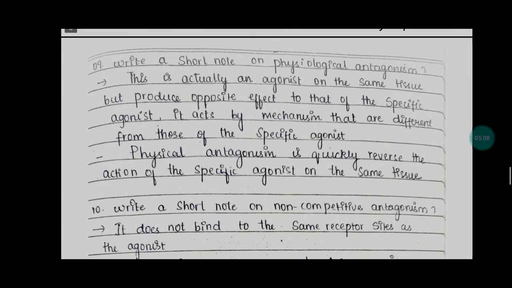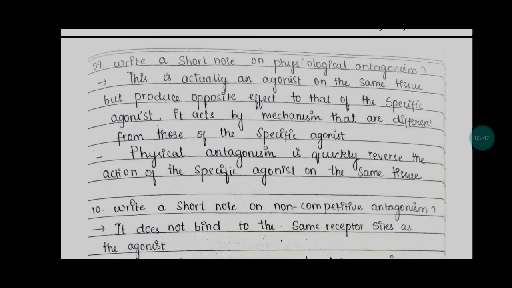And question number 9, write a short note on physiological antagonism. The answer is, this is actually an agonist on the same tissue but produces an effect opposite to that of the specific agonist. So it acts by mechanisms that are different from those of the specific agonist, and physiological antagonism quickly reverses the action of the specific agonist on the same tissue.